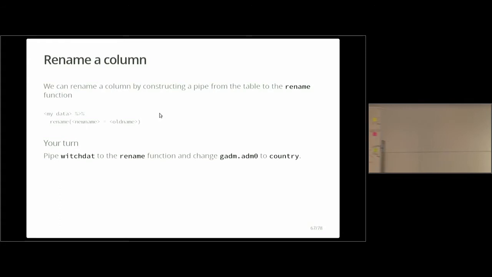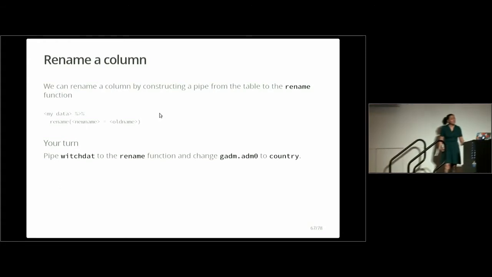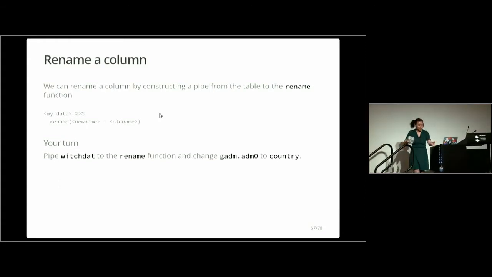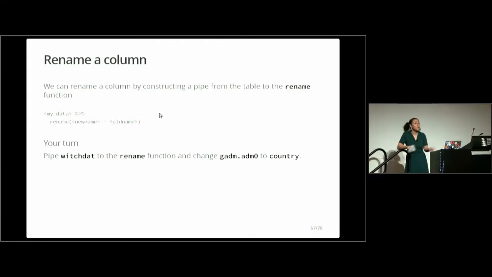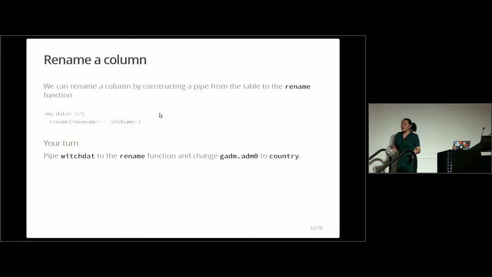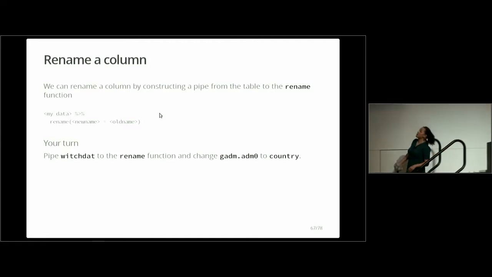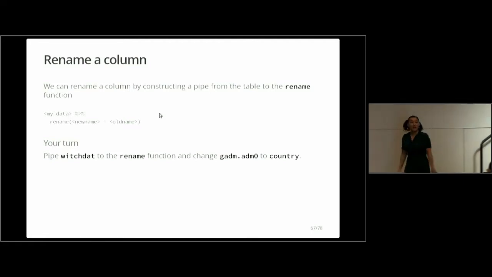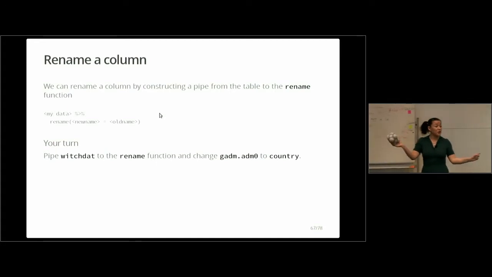So let's rename the column. We were interested in turning this gibberish thing into something that was a bit more interpretable, country. So we're going to take our data set, pipe it into the rename function, and we're going to change the name. And I always get the order around the wrong way.